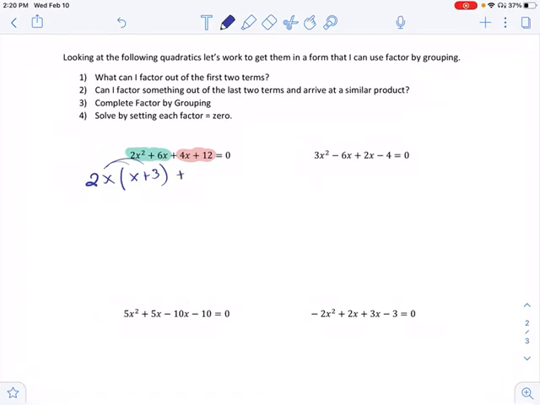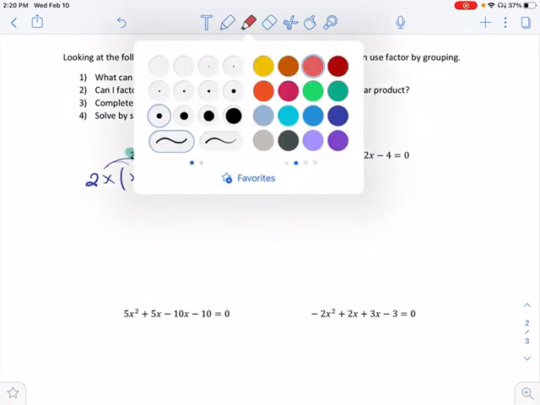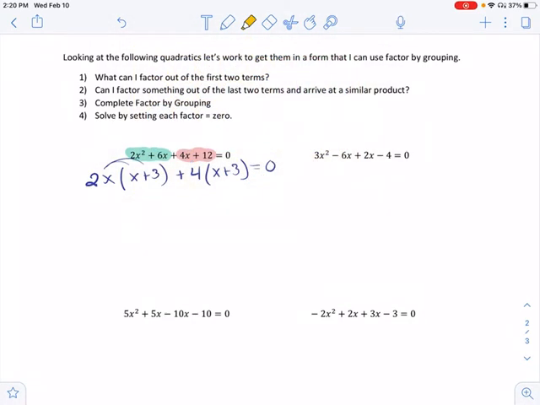The second term, everything that's common between 4x and 12, well, I can take a 4 out of both of those. Those are both divisible by 4. So if I take a 4 out, then I'm going to be left with x plus 3. After doing that step, we should be able to realize that we've basically arrived at what we were just practicing, where we have a common term between these two things that I can now factor out.